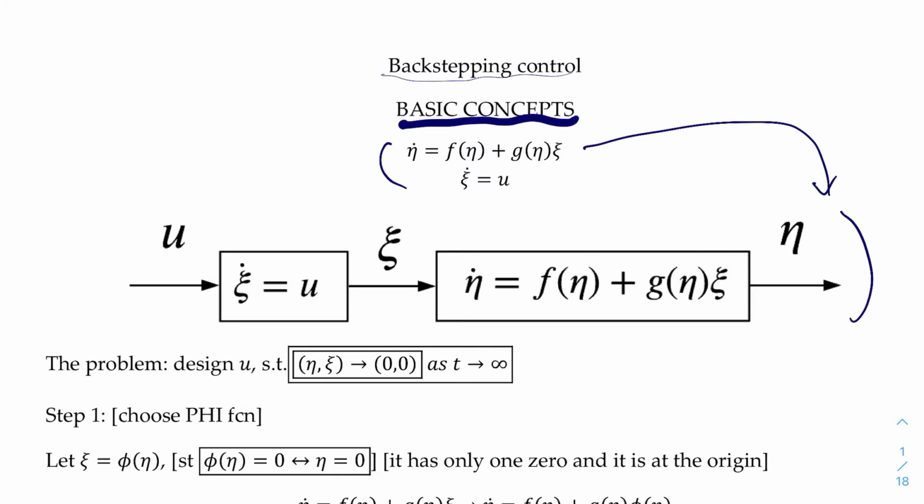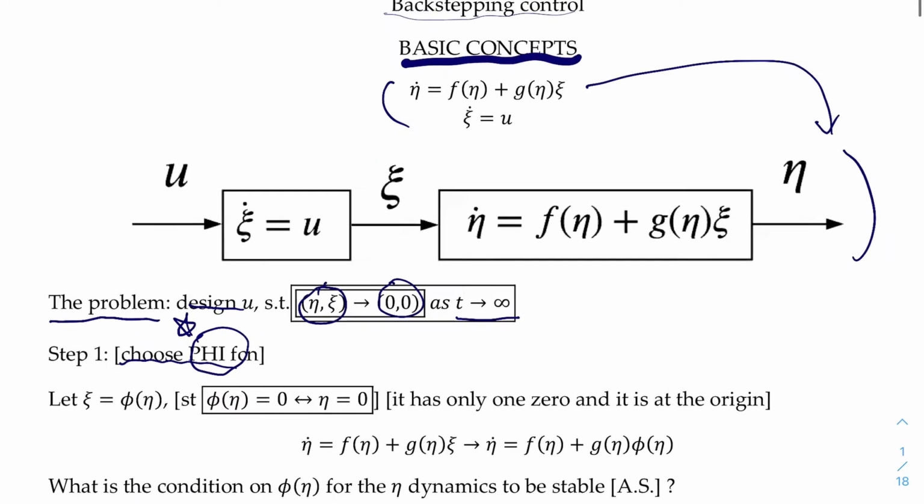So the problem can be stated as the following. The problem: design u, of course state feedback, such that the states go to 0 as time t goes to infinity. Another way of saying that: design u such that closed loop stability is guaranteed. And choose a phi function. This is the first name drop of our video. Phi function, we will define a function called phi.